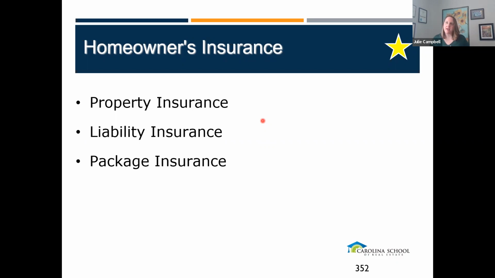Liability insurance protects the insured from damages caused to or by third parties. Package insurance is a combination of the two. Package insurance combines property insurance and liability insurance.